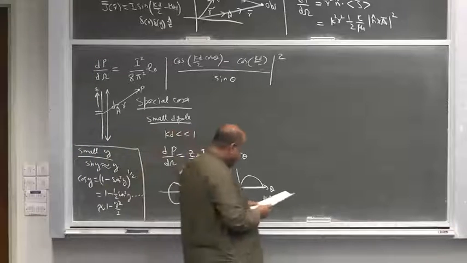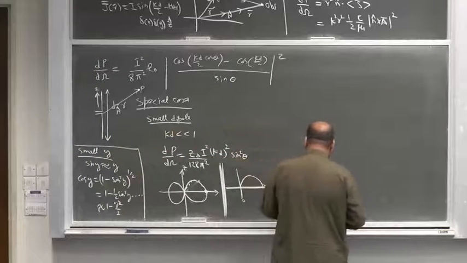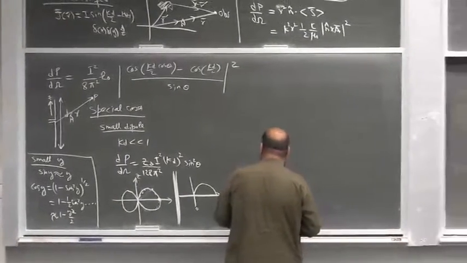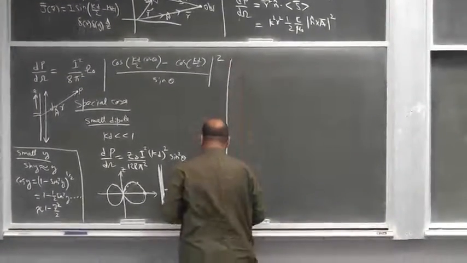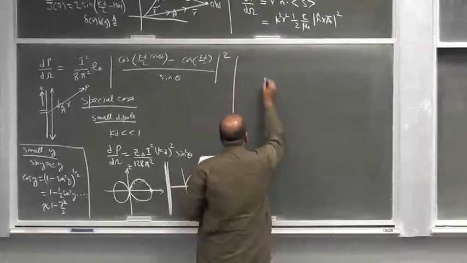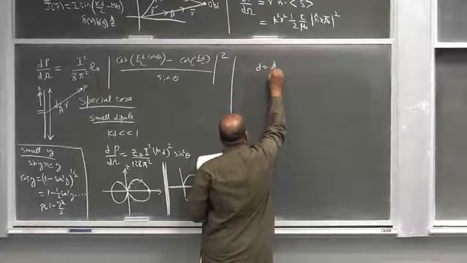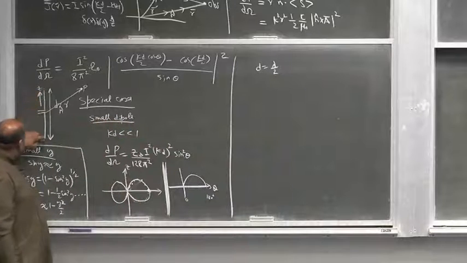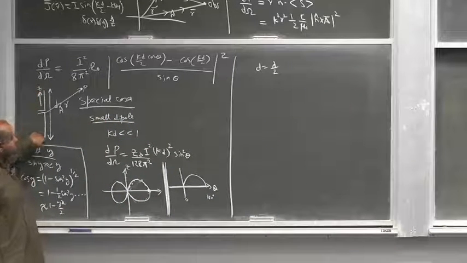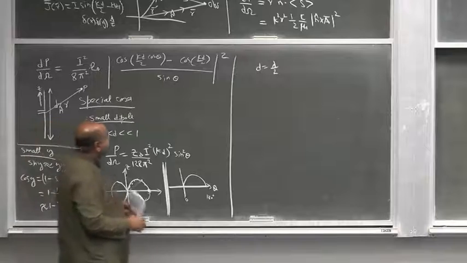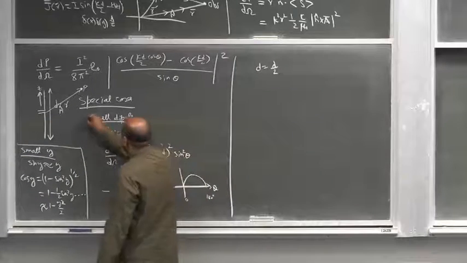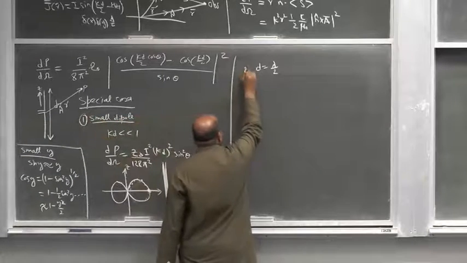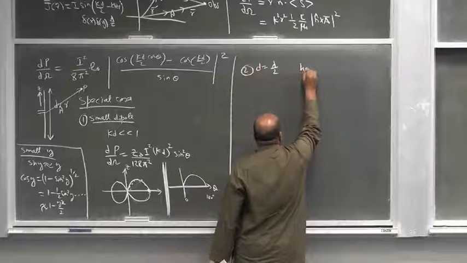Let's take another special case, which is very important. Now let's say this special case of when the length of the antenna is half of the wavelength. So when D is equal to, this is usually called half wave antenna.